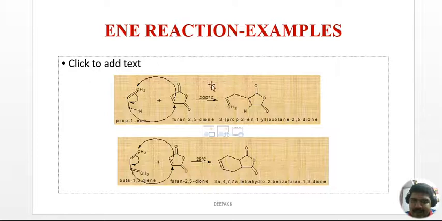And looking at the difference in temperature, Diels-Alder will take place at 25, whereas the ene reaction takes place at 200 degrees. That means a very high temperature is required. That is only because you have incorporated a sigma bond. Migration of a sigma bond is happening here. So that's why it involves higher temperature.